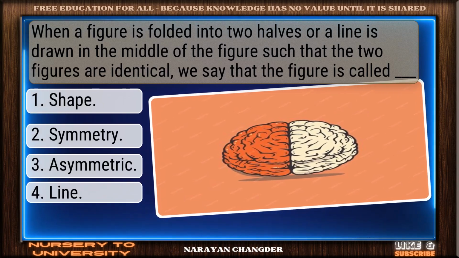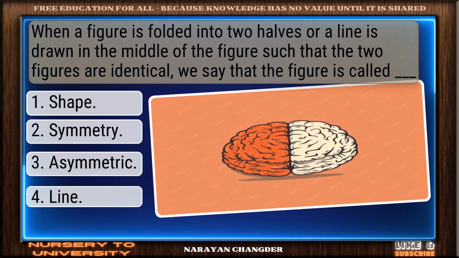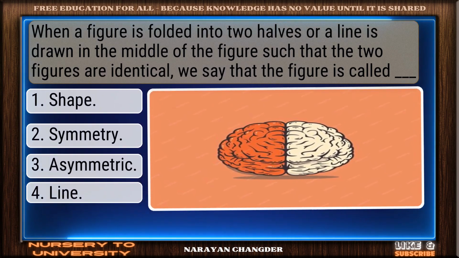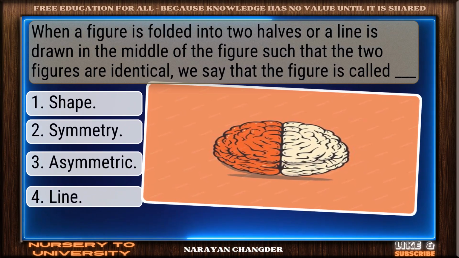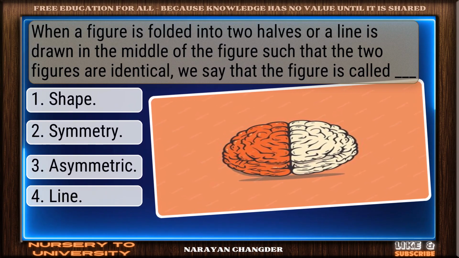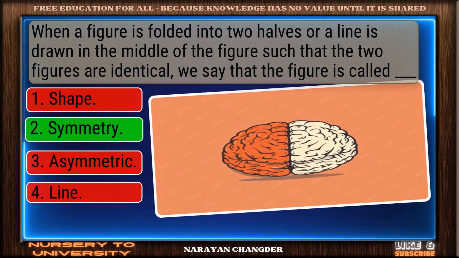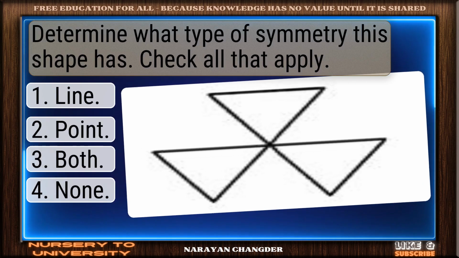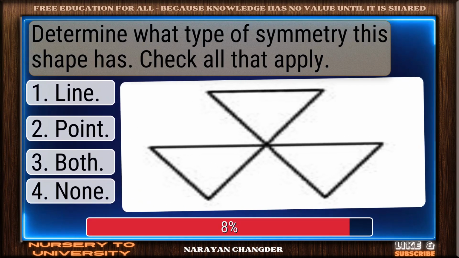When a figure is folded into two halves or a line is drawn in the middle of the figure such that the two figures are identical, we say that the figure is called dash. Excellent. Symmetry is a brilliant choice. Determine what type of symmetry this shape has. Check all that apply.